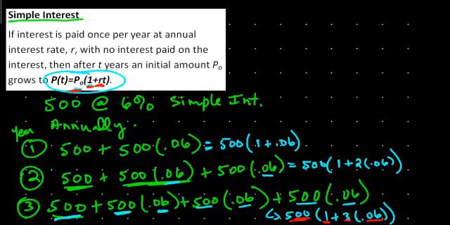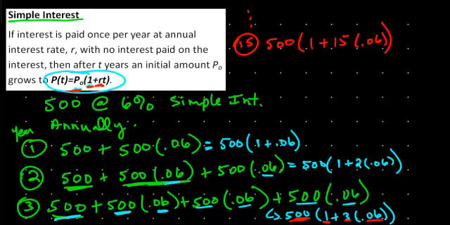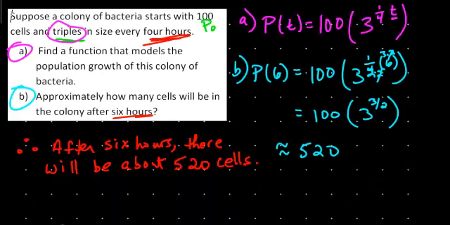So after 15 years here, let's say year 15, I know that I'm going to have 500 times 1 plus 15 times 0.06. Work that out on the calculator, and that would give you the amount of money. Again, in this video, our focus is really trying to make these formulas make a little bit of sense rather than actually calculating out these numbers. Okay? Let's go to the next one.